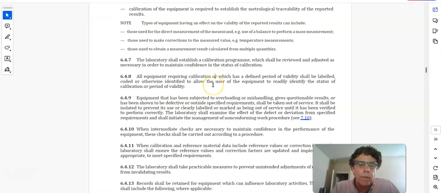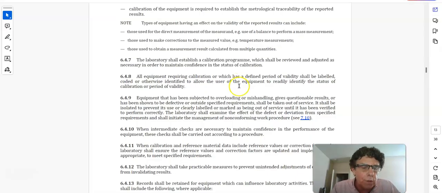So, whether that means that a pipette has to have a label on it, so that an analyst can look at the pipette and go, yep, it's been calibrated and it's not due 5 minutes from now. That's what the intent of this section of the standard means. If you have a thermometer and it's not practical to put a little calibration sticker on it, then if the analyst is trained to check a logbook before using the thermometer, then that's certainly okay to have that documented in the logbook, as long as the analyst is trained to do that, and that it readily identifies the status of calibration or period of validity.